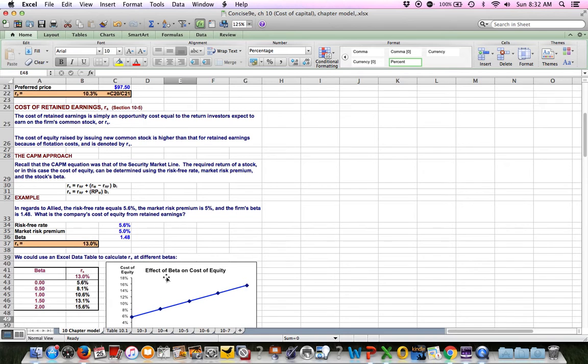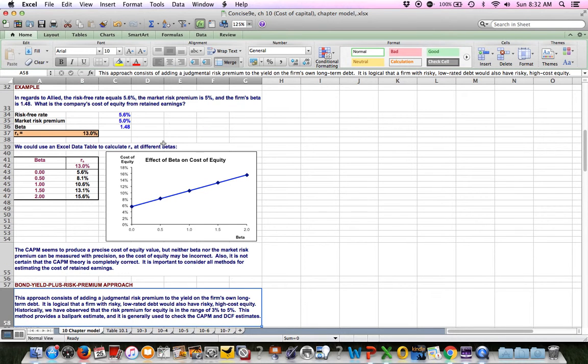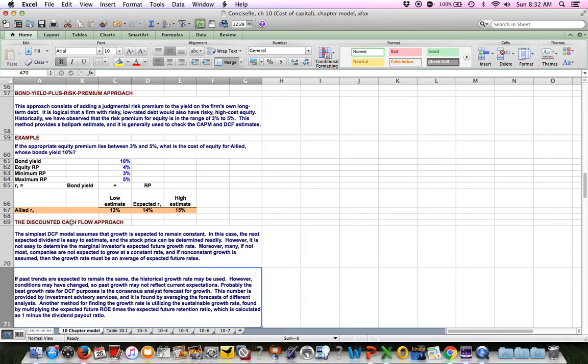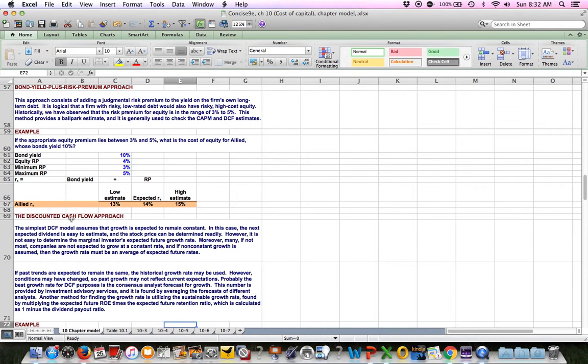Okay, and it says we could do this example with Excel, computing different rates of return based on different betas if we wanted to. Another approach is what they call the bond yield risk premium approach. We're looking at our bond yield and then adjusting that for risk, approximating that to a cost of retained earnings. So bond yield is 10, equity risk premium is 4, minimum is 3, maximum is 5. We're coming up with an estimate between 13, 14, and 15, and you probably just go with the 14 as a good approximation.